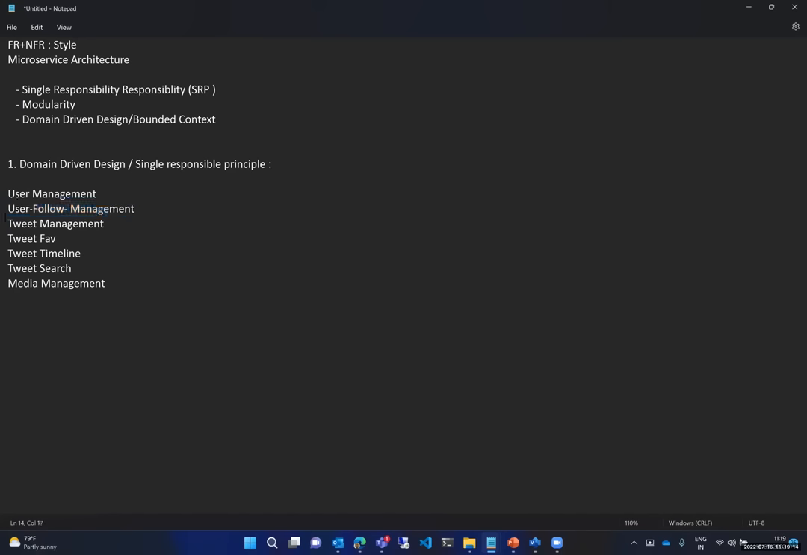One more domain called tweet management: creating a tweet, updating a tweet, deleting a tweet, all those things will be taken care of by tweet management. Okay. We have one more requirement, like a favorite. One tweet can be mapped as a favorite to a user and all that. For that purpose, I have created one more domain called tweet favorite.